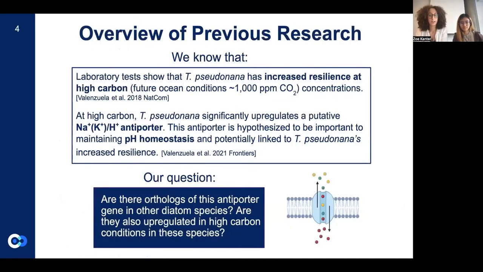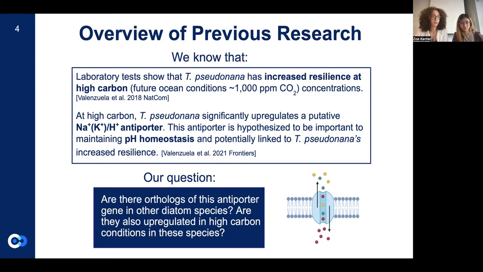I want to quickly go over some of the past research that informs our project. In 2018, our mentor, Jake Valenzuela, and his team showed that T. pseudonana has increased resilience at high carbon. These are future ocean conditions, around 1,000 parts per million of CO2. Basically, these diatoms under high carbon were able to recover from increasingly drastic exposures to UV radiation.